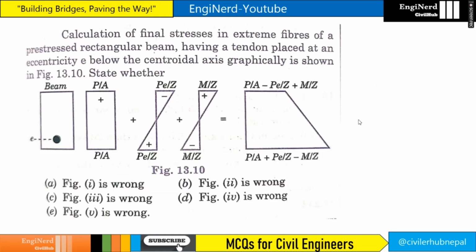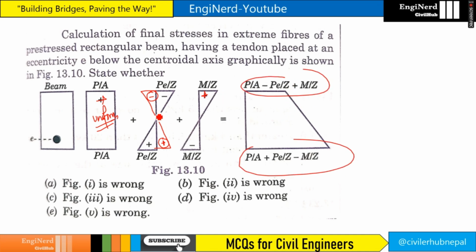Next question is calculation of final stresses in extreme fibers of the prestressed rectangular beam having a tendon placed at an eccentricity E below the centroidal axis, graphically shown here. So this is correct, this is uniform P by A prestressing stress, and for this PE by Z, if you see this PE by Z, this has to be in this direction, right? Because you can see here positive is in this direction, so this has to be negative, right? And this has to be positive. So we can say this is correct and this is also correct, but this particular figure is not correct. So we can say that figure 3 is wrong.